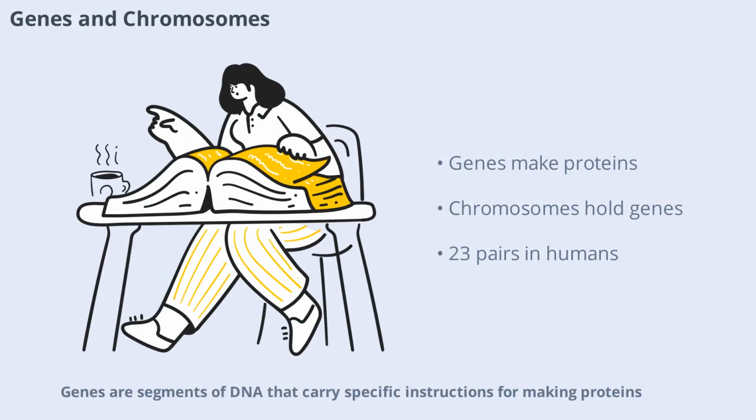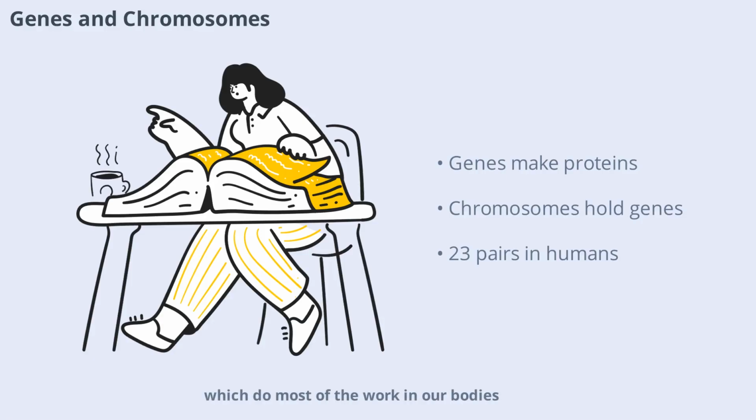Genes are segments of DNA that carry specific instructions for making proteins, which do most of the work in our bodies. These genes are organized on chromosomes, which are thread-like structures found in the nucleus of each cell. Humans typically have 23 pairs of chromosomes. The arrangement and function of these genes are what genomics seeks to understand on a broad scale.